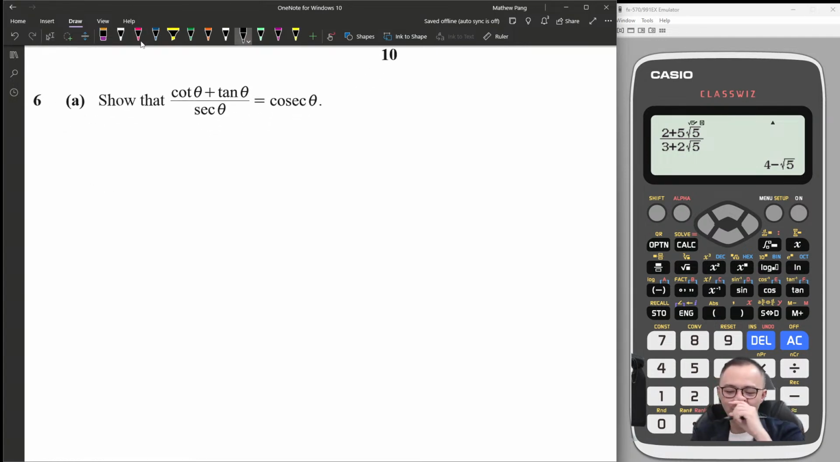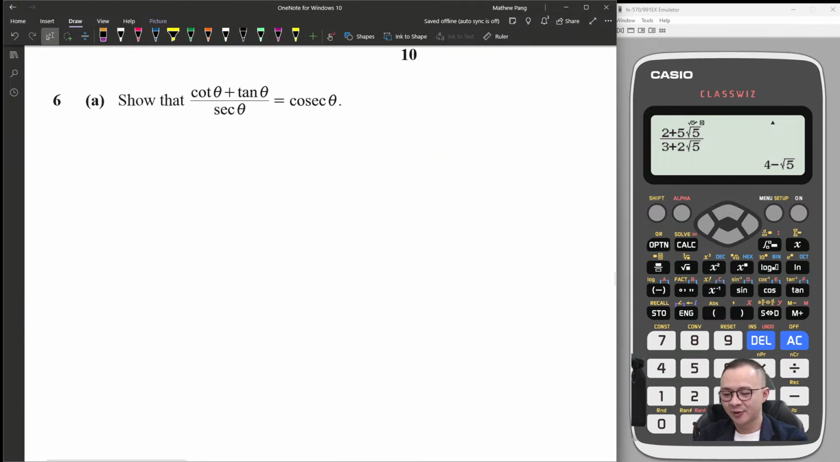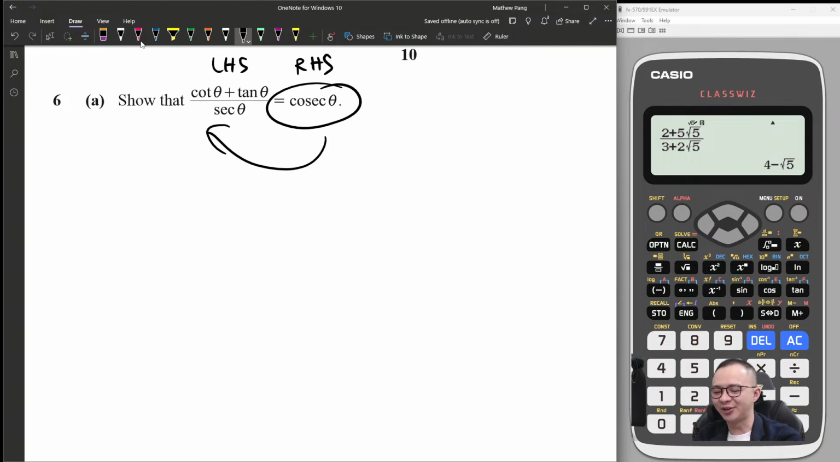Okay, so number 6. So this one is basically a show question. I definitely will choose the left hand side compared to the right hand side. Right hand side only has one value. To change it into this is almost impossible. So yeah, I will choose the left hand side.